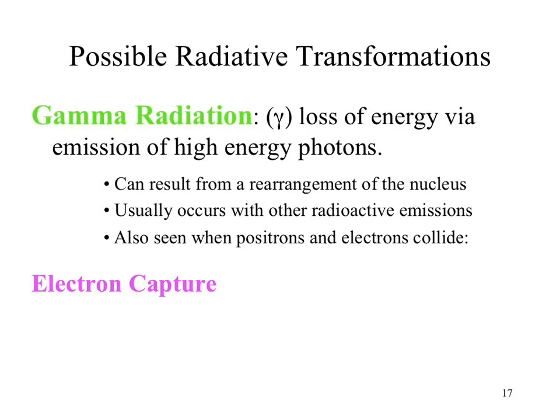Sometimes we'll also see this if we collide positrons and electrons. So if you go into any of the hadron colliders or anything like that where they collide these particles, you'll sometimes see gamma radiation in those cases as well.